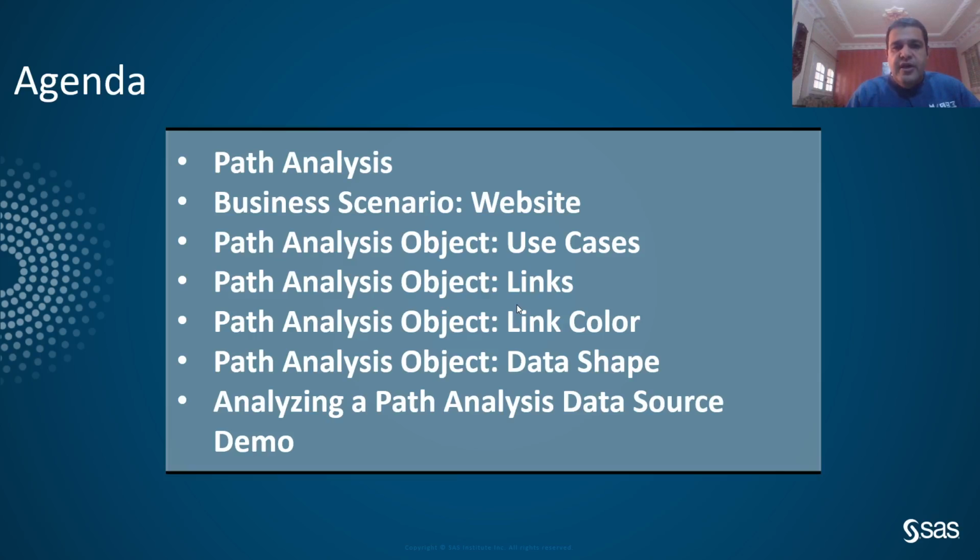different path analysis objects like path, events, and drop off. And after that, we will describe the data structure and data shape required for the path analysis object. Finally, we will analyze a path analysis data source using a demo on SAS Viya.